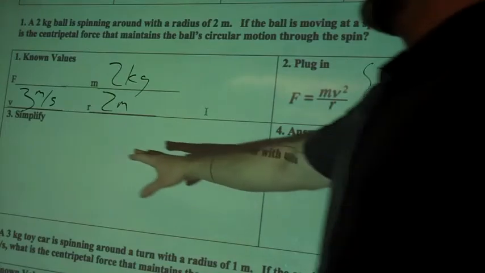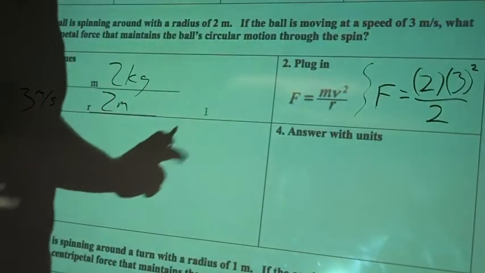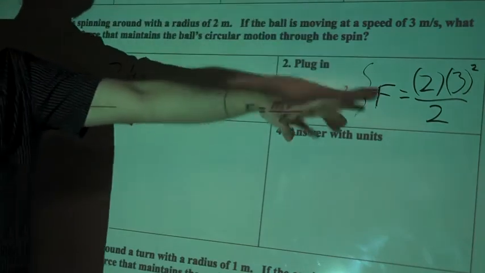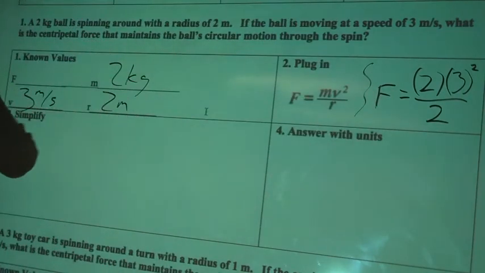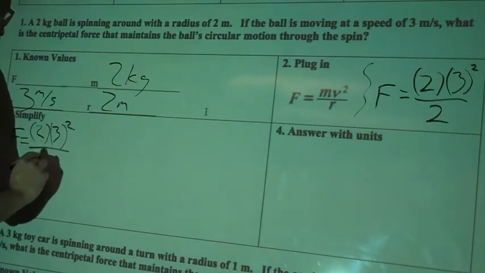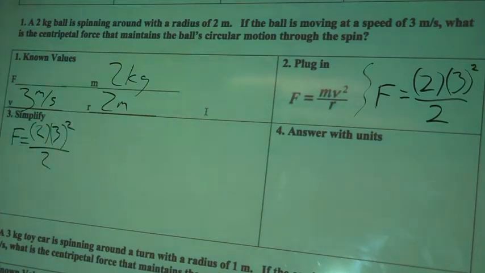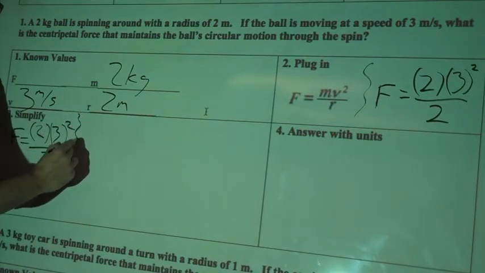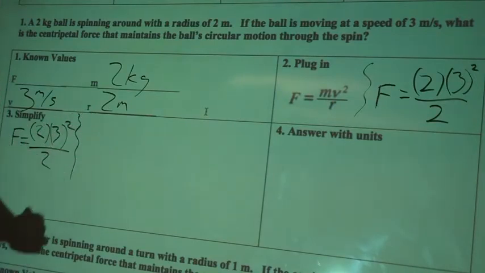I'm going to bring it down here and I'm going to simplify, which means I'm basically just going to take care of any math that I can solve over here. So let's rewrite what we have up there. F equals, and I have 2 times 3 squared divided by 2. Okay, I'm going to rewrite this. I'm just going to do another squiggly so we can separate these steps out.